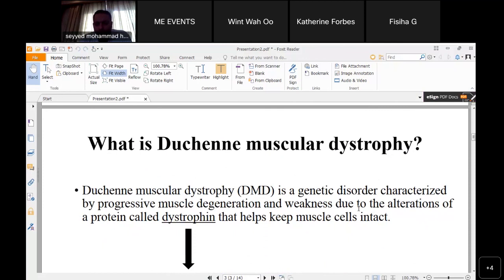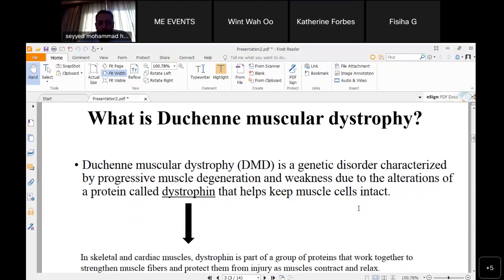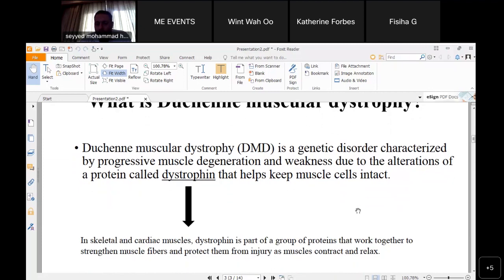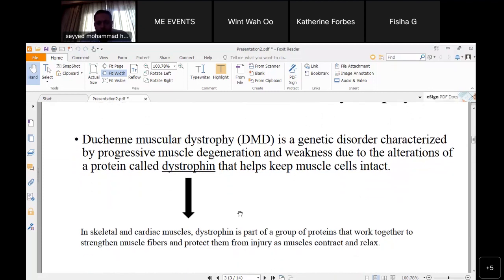Duchenne muscular dystrophy is a genetic disorder characterized by progressive muscle degeneration and weakness due to alteration of a protein called dystrophin that helps keep muscle cells intact. Dystrophin is found in skeletal and cardiac muscle. Dystrophin is part of a group of proteins that work together to strengthen muscle fibers and protect them from injury as muscles contract and relax.